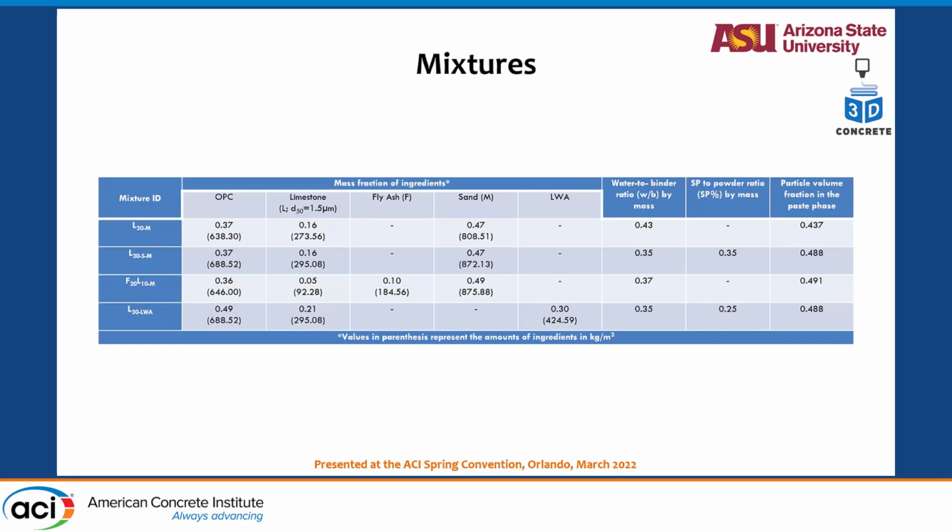Just to show, these are mixtures that we have done with 30% replacement of cement with limestone, with superplasticizer, fly ash limestone, and a lightweight aggregate mix instead of a normal weight aggregate, just to show the difference in stress development and the self-weight effects on buildability.